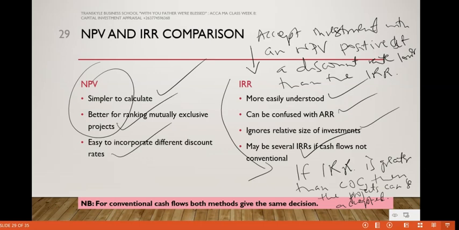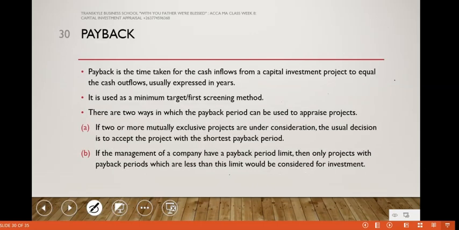All right. That being said, let us talk of the payback period. I mean, the payback technique. Payback is the time taken for cash inflows from a capital investment project to equal the cash outflows, usually expressed in years. It is used as a minimum target or first screening method. It is not in itself conclusive or final. There are two ways in which the payback technique can be used.